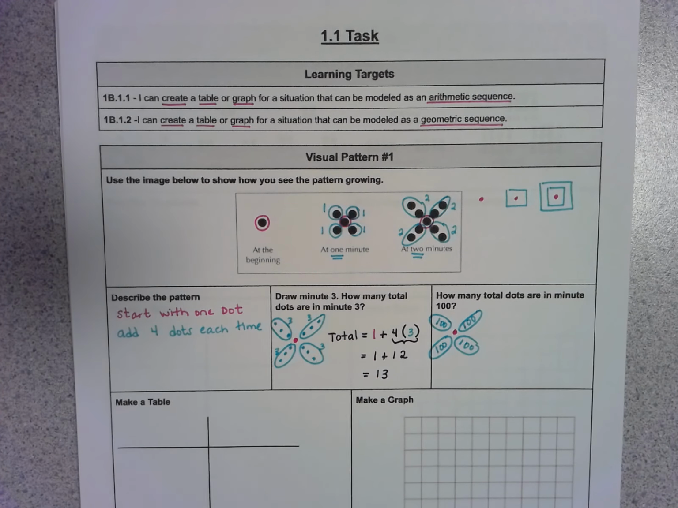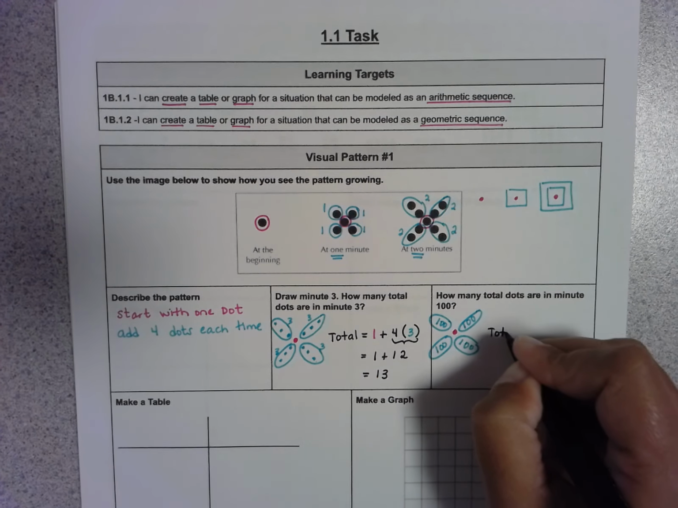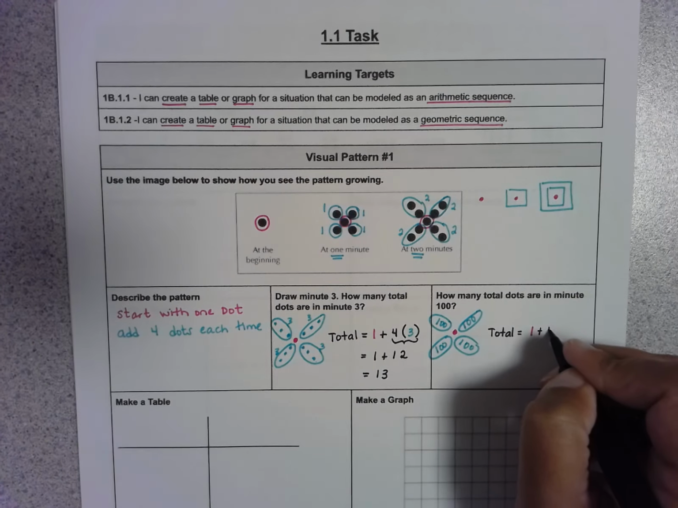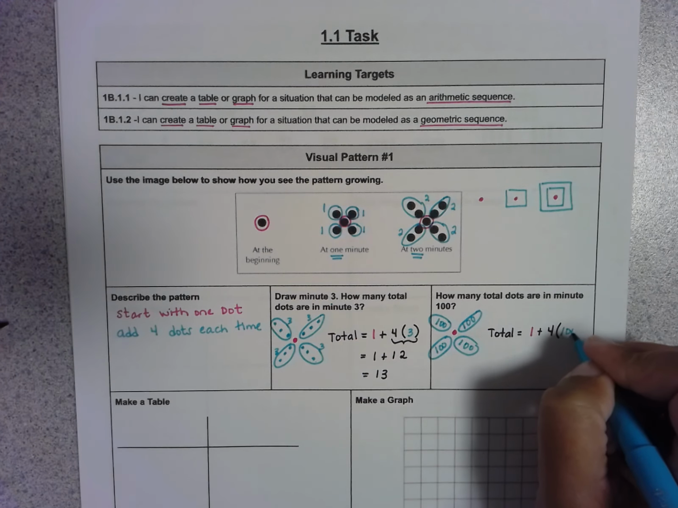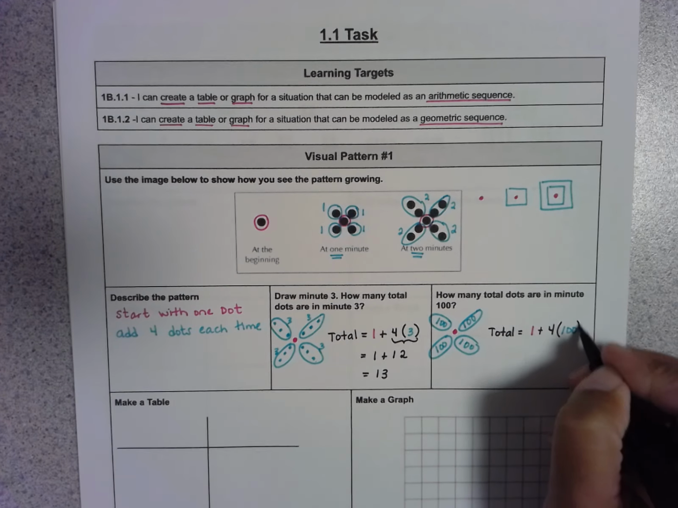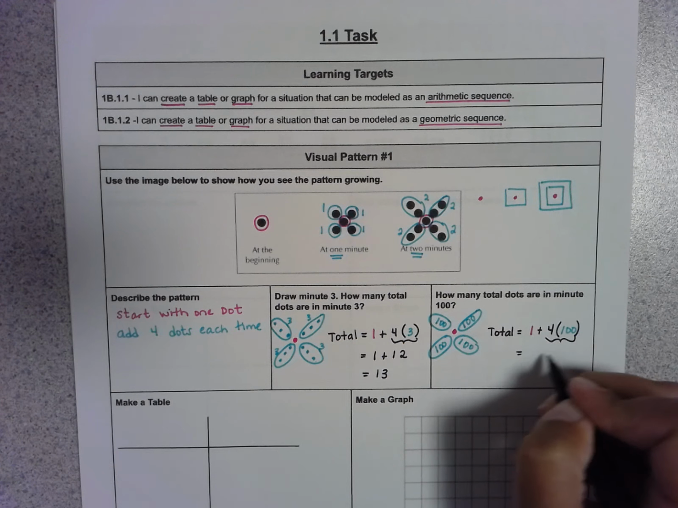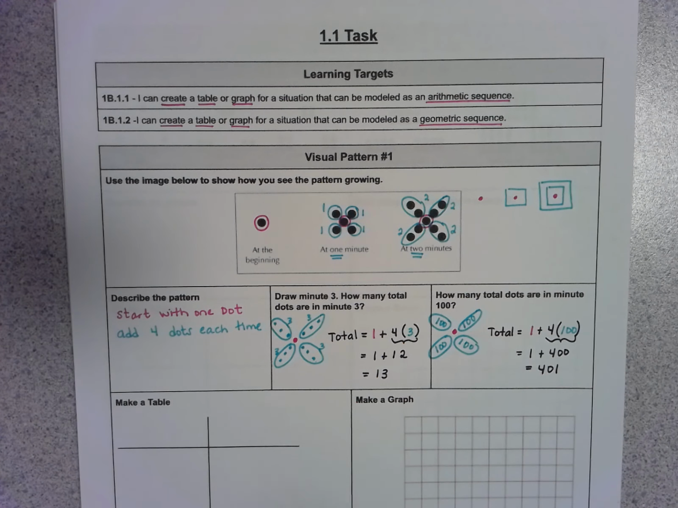So I would expect it to look something like this. What that means is that I can find the total here by starting with that 1 dot in the middle and adding 4 arms that each have 100 dots. Now that means that if I simplify this, 4 times 100 is 400, so I would have 1 plus 400, which means I would expect figure 100 to have 401 dots.